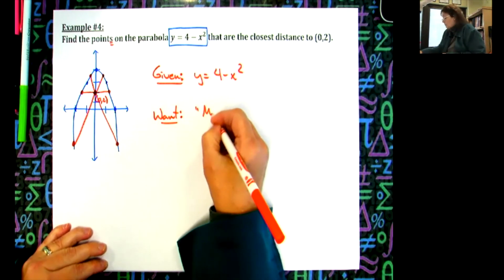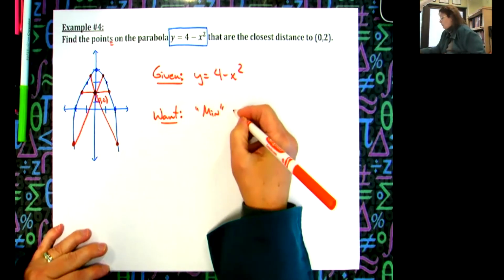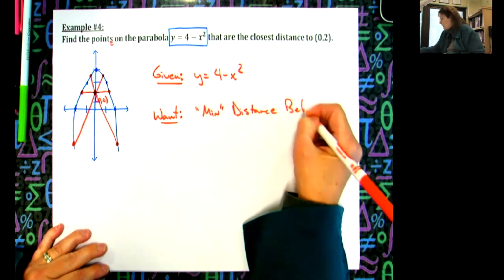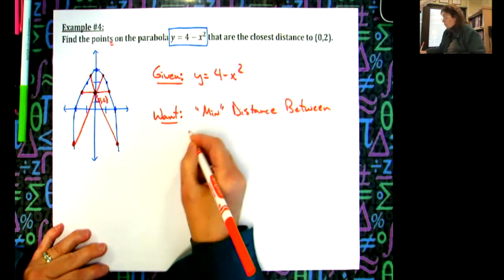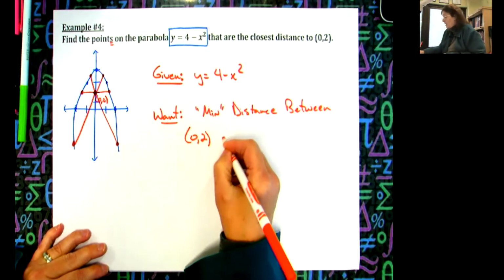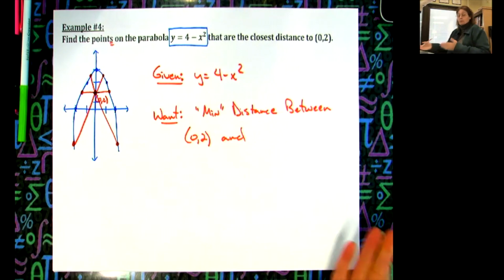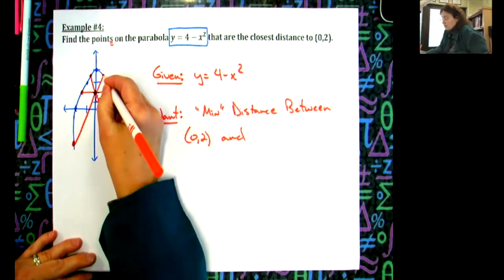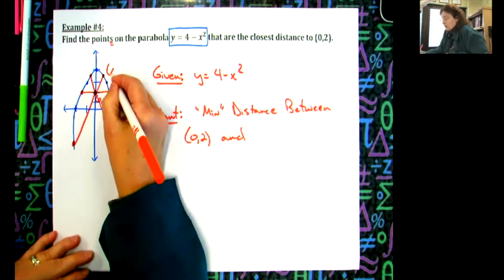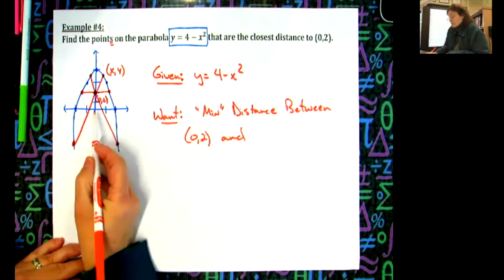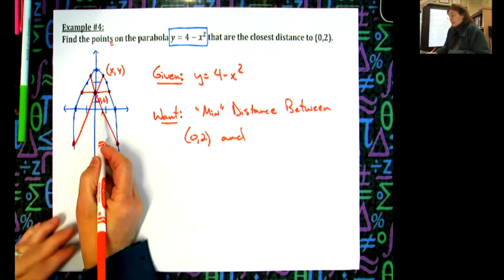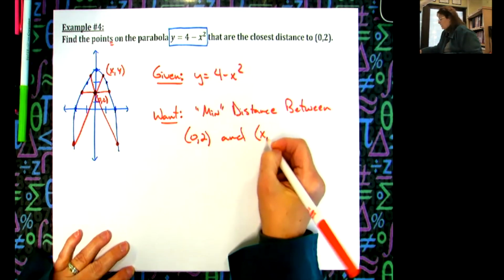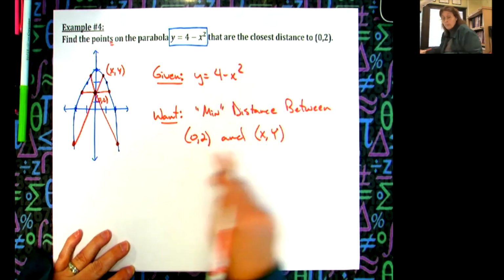minimize. But what are we minimizing? We are minimizing the distance between our point (0, 2) and some other random point on the parabola, which I don't really know what that point is. But couldn't I let it generically be (x, y)? Start at the origin, I go over x, some number, I go up y, so then there's my (x, y) point. This part, believe it or not, is extremely important.